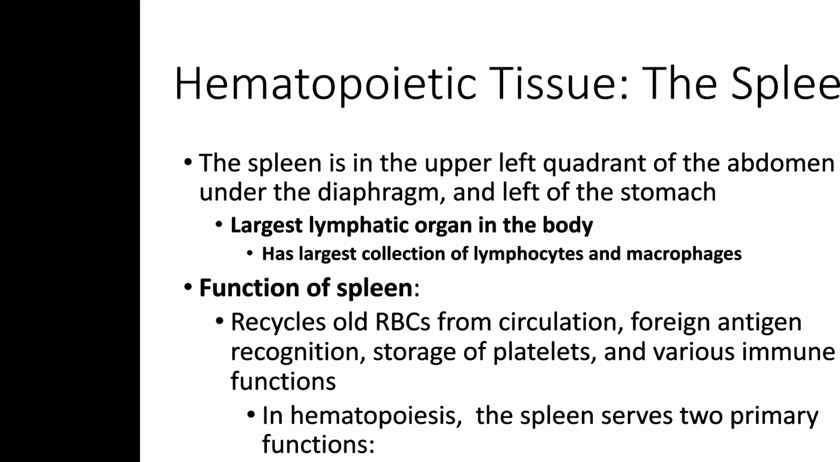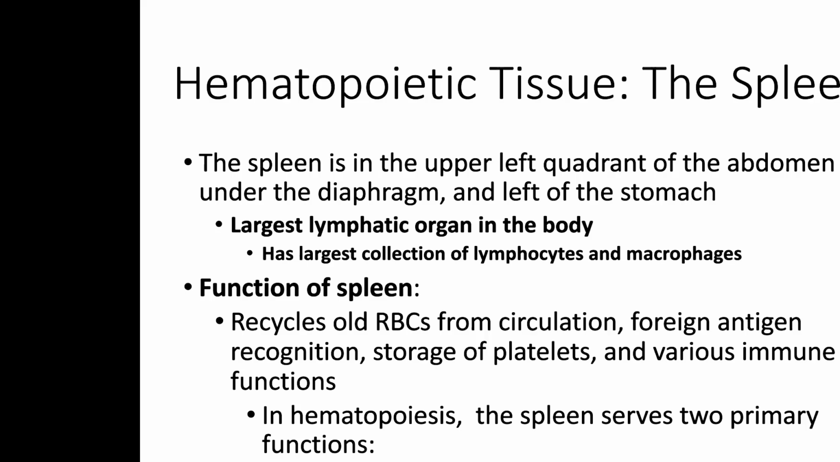The spleen is located in the upper left quadrant of the abdomen, right underneath the diaphragm and to the left of your stomach. It is by far the largest lymphatic organ in your body. It also has the largest collection of lymphocytes and macrophages in your body. The whole function of the spleen is to help recycle RBCs from circulation, help in foreign antigen recognition, store platelets, and perform a lot of other immune cell functions.